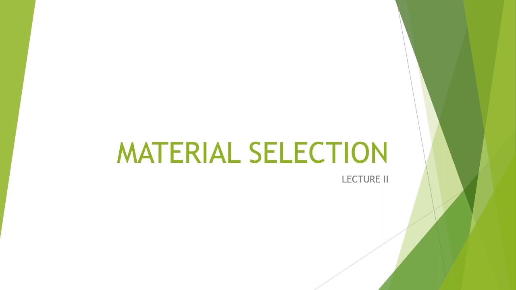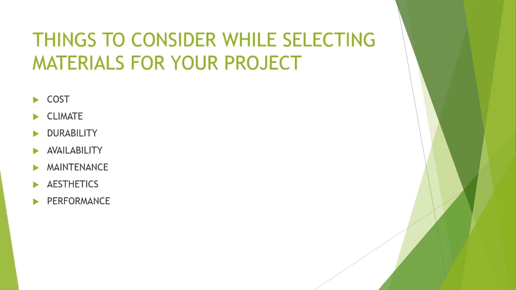Now, there are several things we'll consider when we are talking about material selections, and these are the things that we're going to be speaking about today. So, things to consider while selecting materials for your project. When you get an architectural drawing and you understand all of that, based on the understanding that you have now, you can begin to look into these factors and come out with materials that are likely going to be the best fit for your project.